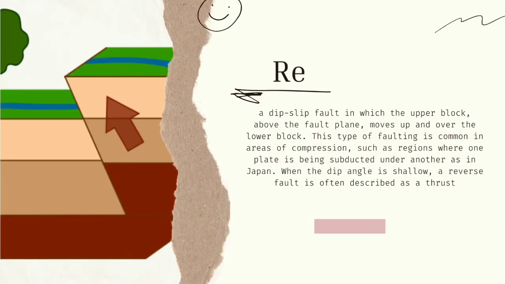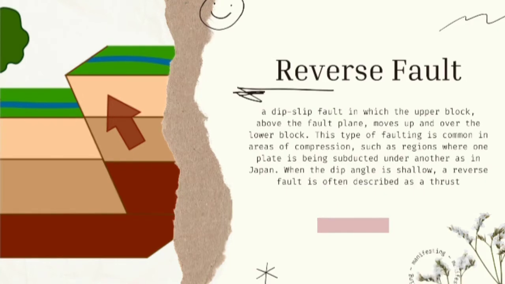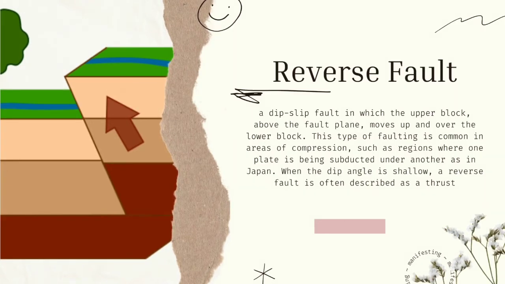Number 2 is reverse or thrust fault. A dip-slip fault in which the upper block, above the fault plane, moves up and over the lower block. This type of faulting is common in areas of compression, such as a region where one plate is being subducted under another, as in Japan. When the dip angle is shallow, a reverse fault is often described as a thrust.